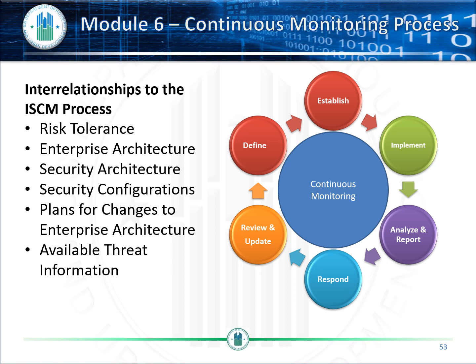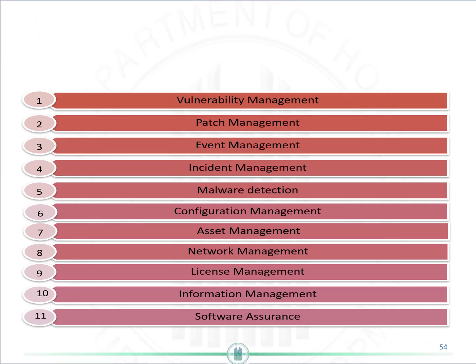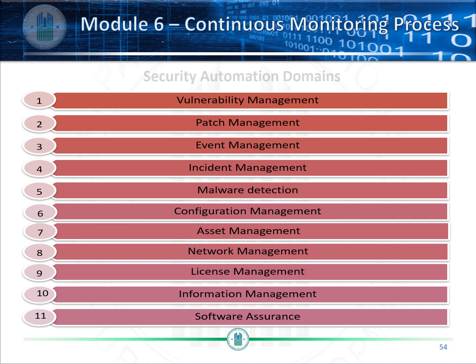The following are interrelated to the ISCM process: risk tolerance, enterprise architecture, security configurations, plans for changes to enterprise architecture, and available threat information. Organization-wide monitoring cannot be efficiently achieved through manual processes alone or through automated processes alone. There must be a combination of automated and manual processes.